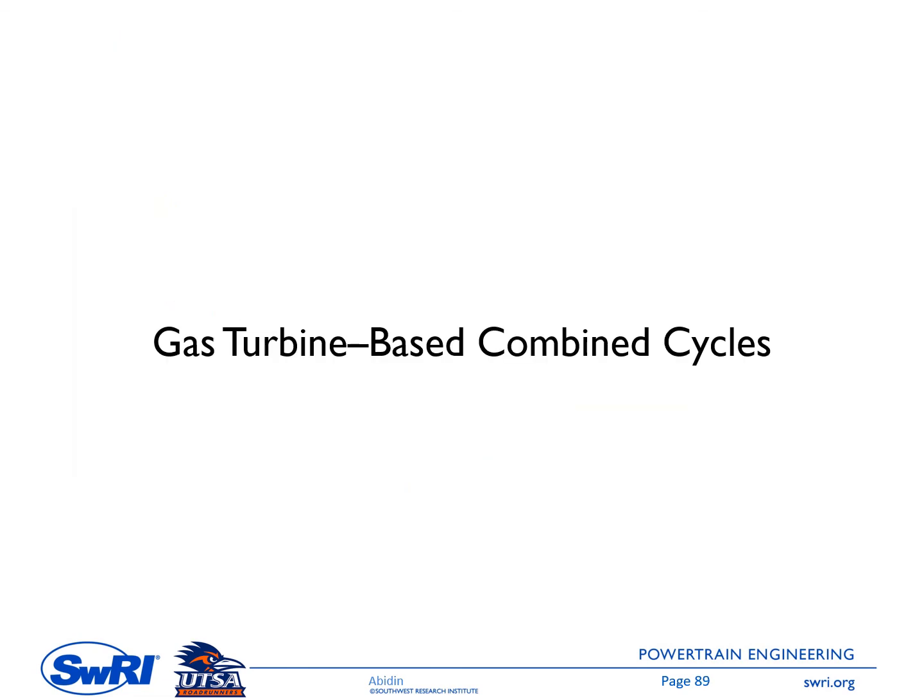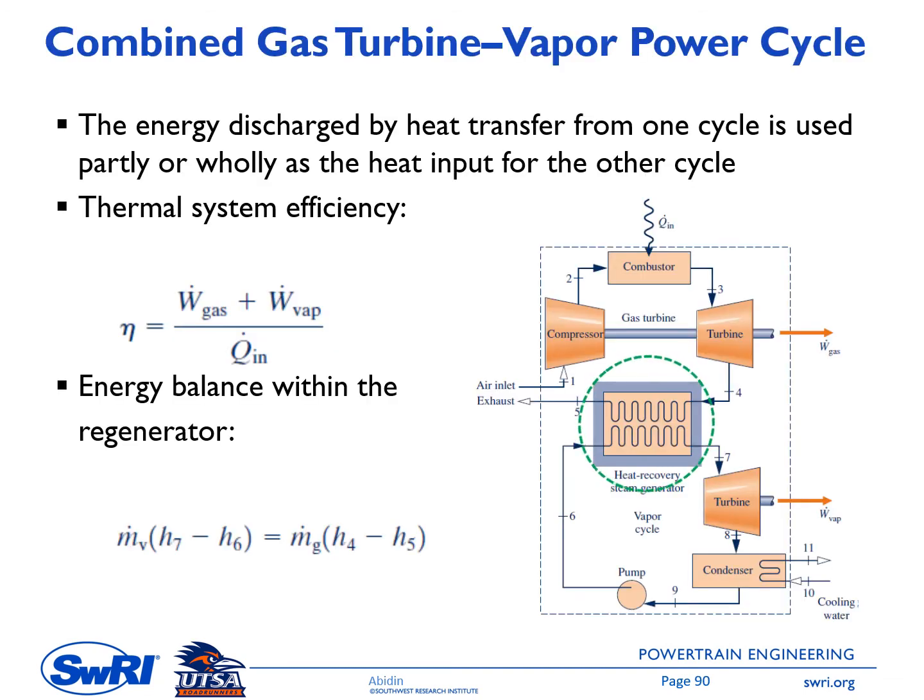Okay, the next topic is gas turbine based combined cycles. The idea behind this combined cycle is the same as the combined cycle in the vapor power cycle topics. So the energy discharged by heat transfer from one cycle is used partly or wholly as the heat input for the other cycle. So we have the schematic here.